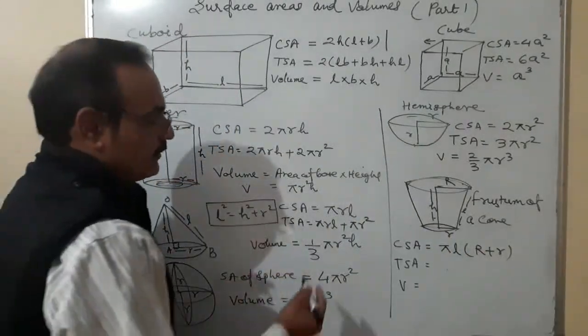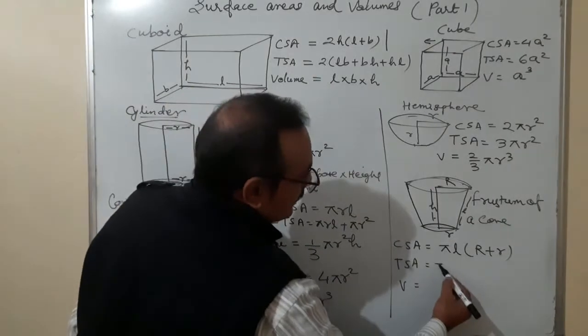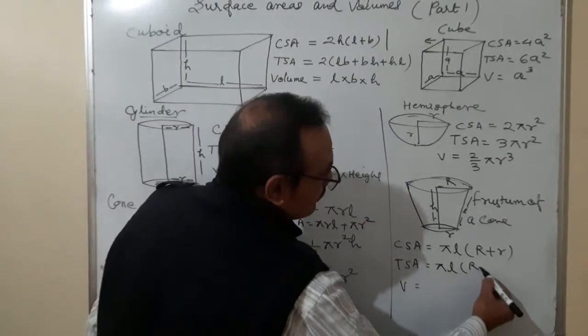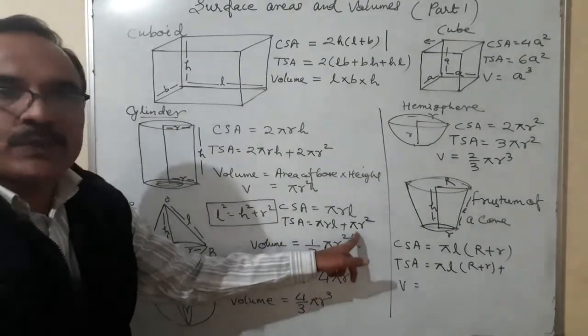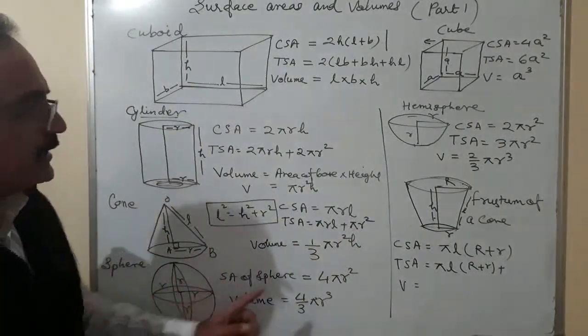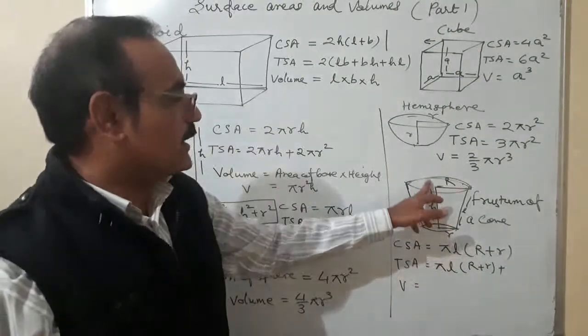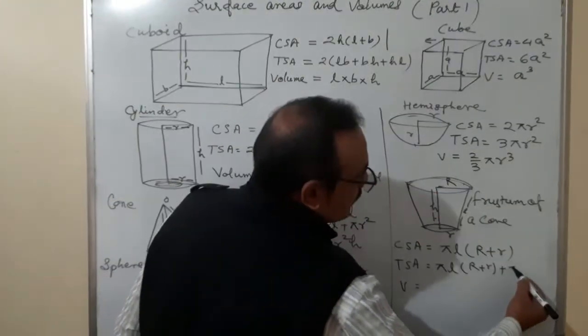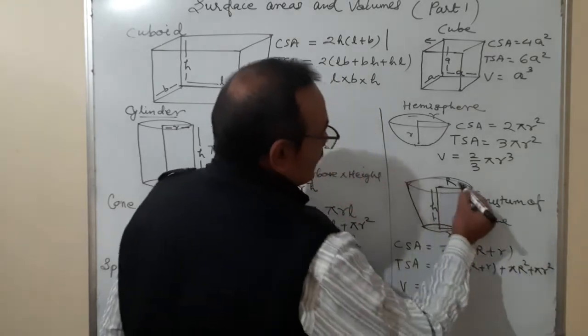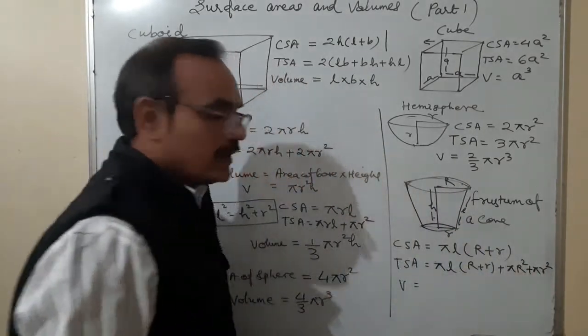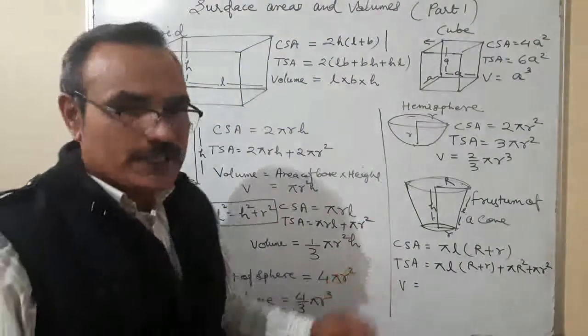TSA, pi L, R plus r plus. Here I have written pi R square because there is a single circle, but here there are two circles. So what is the area of this circle? Pi capital R square plus pi small r square. It becomes TSA.